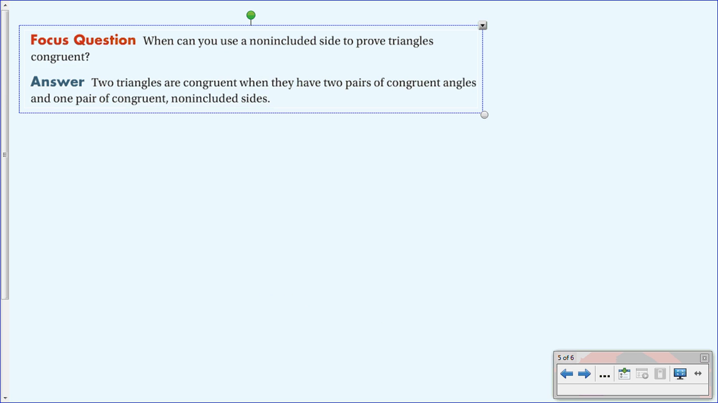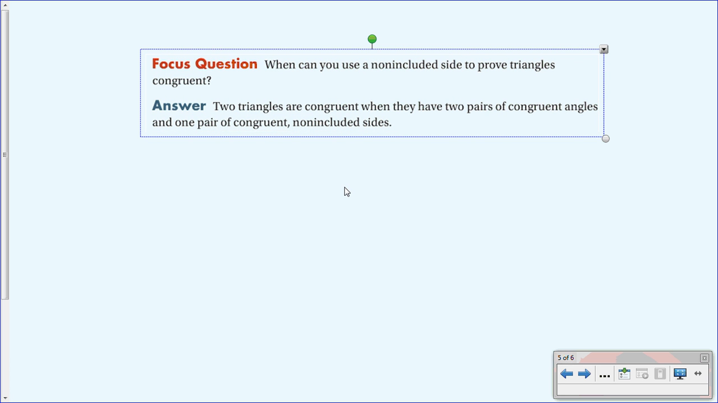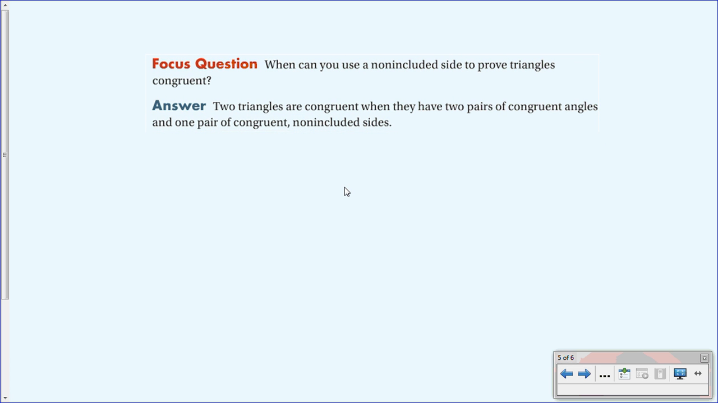Remember that focus question from the beginning? Let me center it up here. So here's that focus question from the beginning. When can you use a non-included side to prove triangles congruent? Answer: two triangles are congruent when they have two pairs of congruent angles and one pair of congruent non-included sides. So that was our focus question. Two triangles are congruent when they have two pairs of congruent angles and one pair of congruent non-included sides.